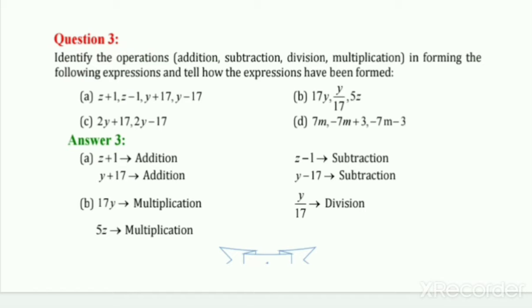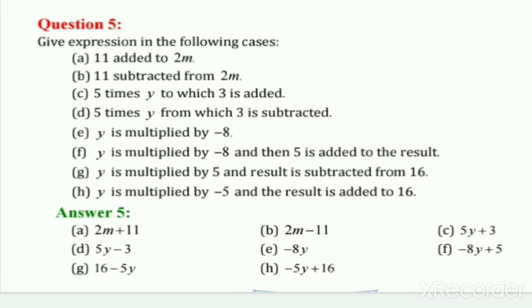So it is very easy. Z plus 1 will be addition, y plus 17 will be addition. Z minus 1 is subtraction, y minus 17 is also subtraction. Second we have 17y, that is y is getting multiplied with 17, so it is a multiplication. Y by 17 is division. 5z is also multiplication.